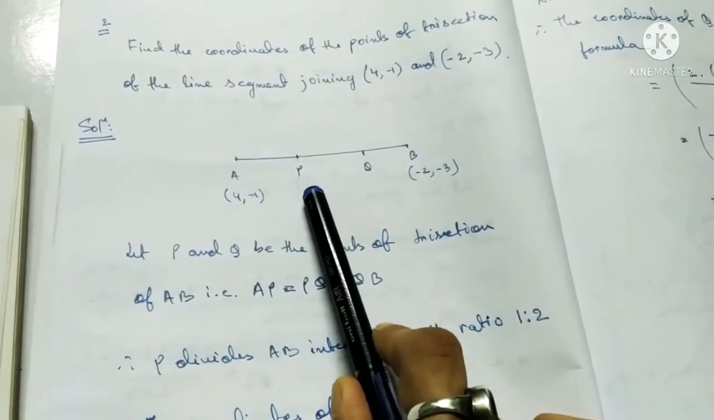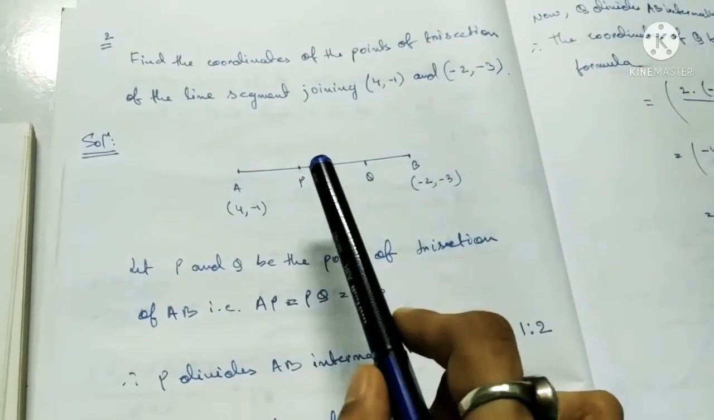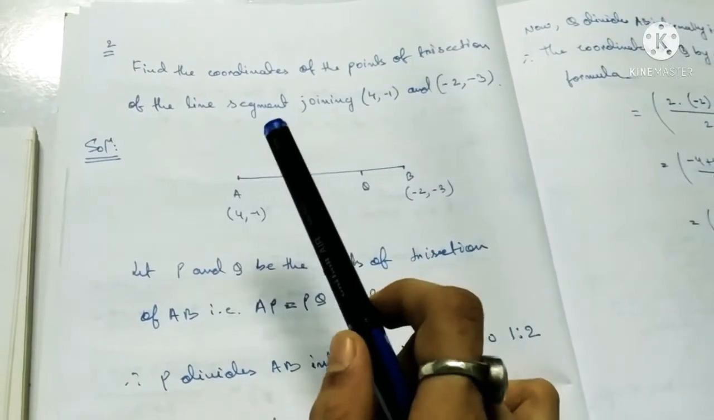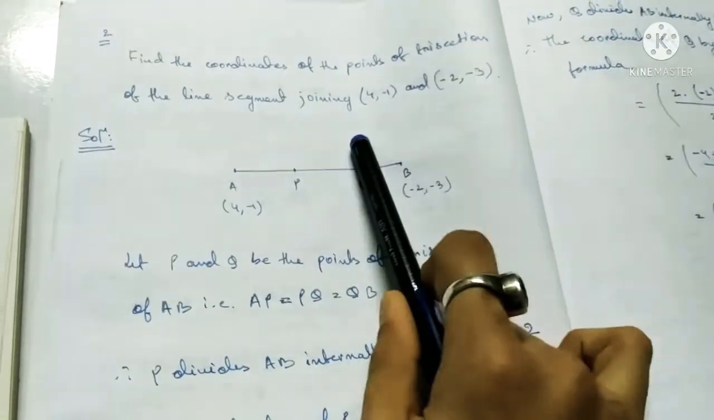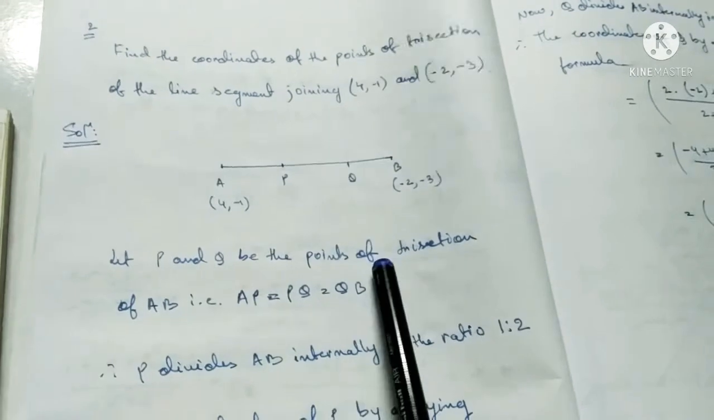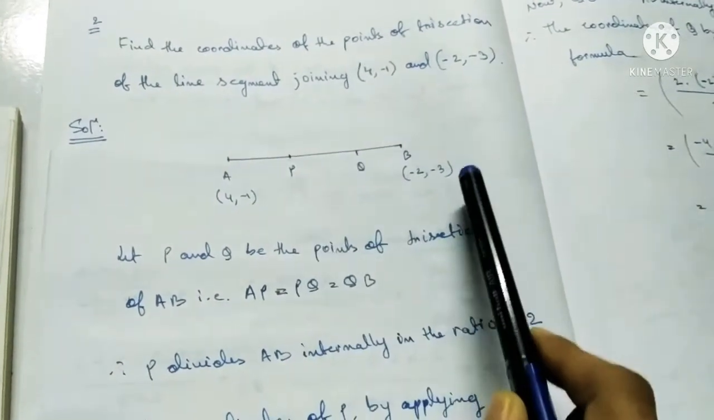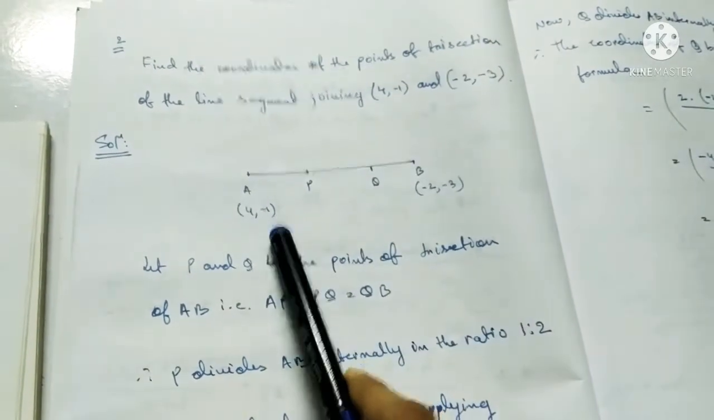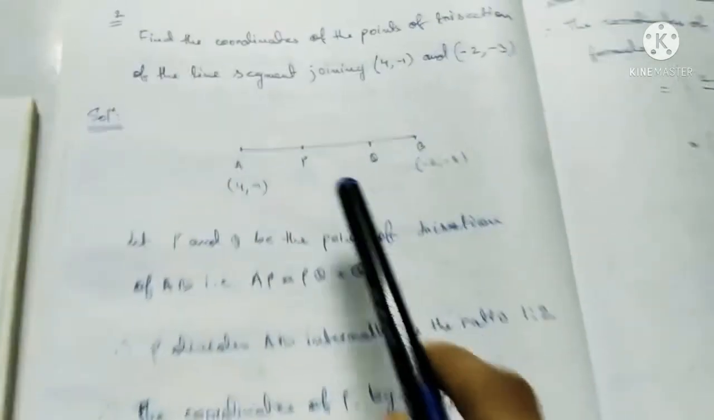Understand, I am finding the coordinate of this point P, so there will be one x coordinate and one y coordinate. For the x coordinate, the formula is M1 into x2 plus M2 into x1. So it will be 1 into minus 2 plus 2 into 4 by 1 plus 2, because M1 plus M2. Next, for the y coordinate, it will be M1 into y2 plus M2 into y1, that is 1 into minus 3 plus 2 into minus 1 by 1 plus 2. That one I have done. So this is the coordinate of point P.